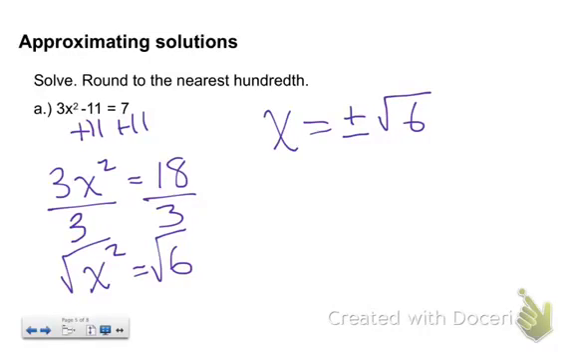Now sometimes you're going to see your answer written that way, and that's fine. Other times you're going to see a decimal, especially if it's asking you to round to the nearest hundredth, that means that you need to find the decimal answer. So in this case, the square root of 6 is positive 2.45 and negative 2.45.